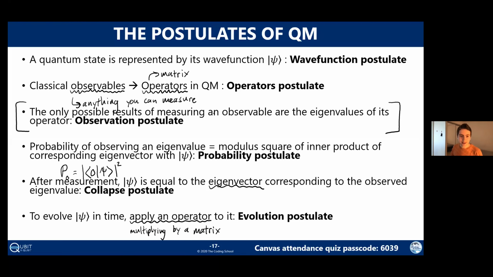And so the eigenvalues you will get in quantum mechanics are always going to be real. And the reason for that is because operators are what we call Hermitian. It's just a property in linear algebra that means literally the operator only has real eigenvalues.